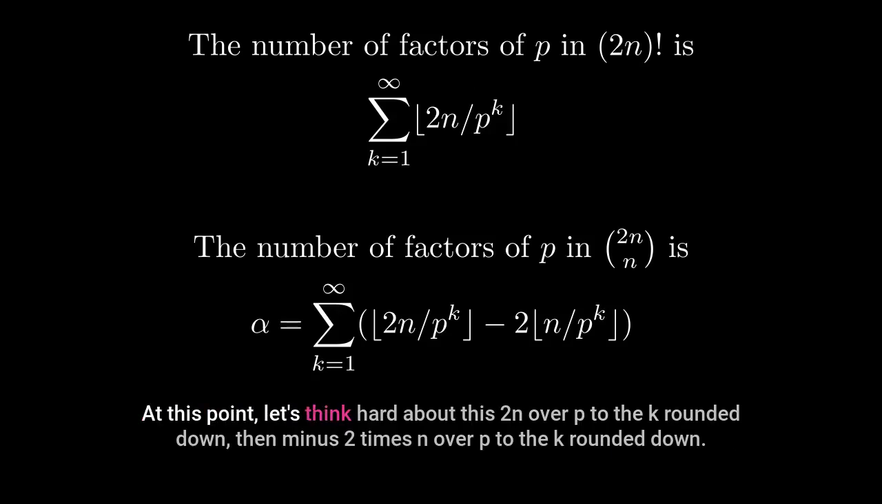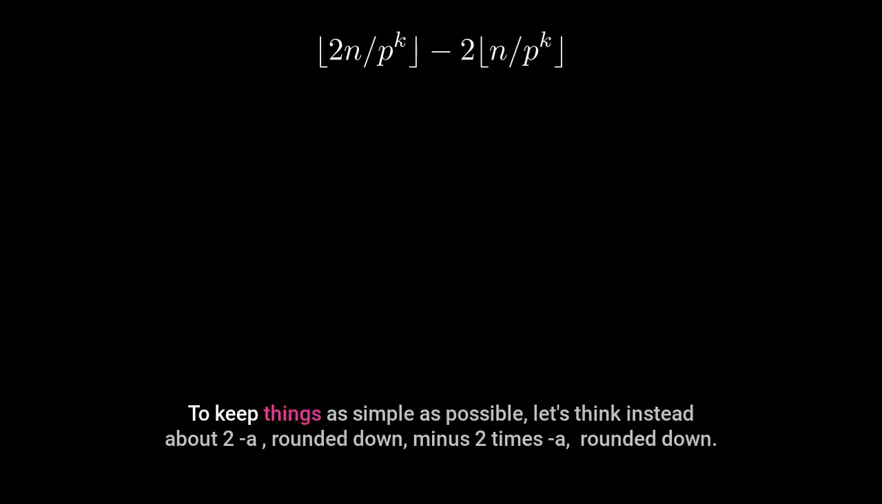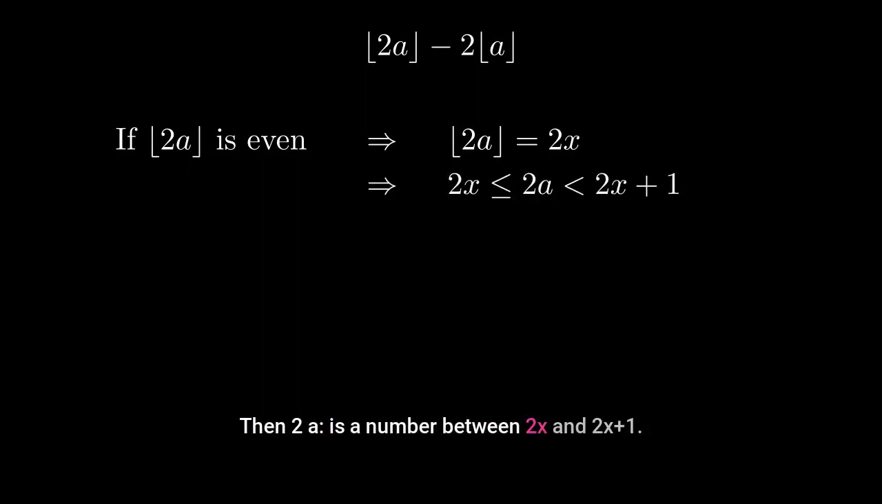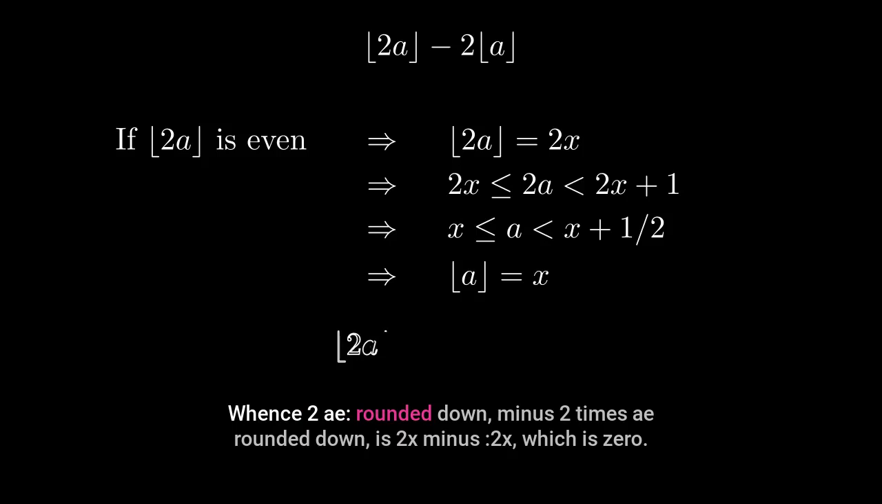At this point, let's think hard about this 2n over p to the k rounded down, minus 2 times n over p to the k rounded down. To keep things as simple as possible, let's think instead about floor of 2a, minus 2 times floor of a. If floor of 2a is even, suppose that it is 2x. Then 2a is a number between 2x and 2x plus 1. Then a is between x and x plus a half. Then floor of a is x. Whence floor of 2a minus 2 times floor of a is 2x minus 2x, which is 0.